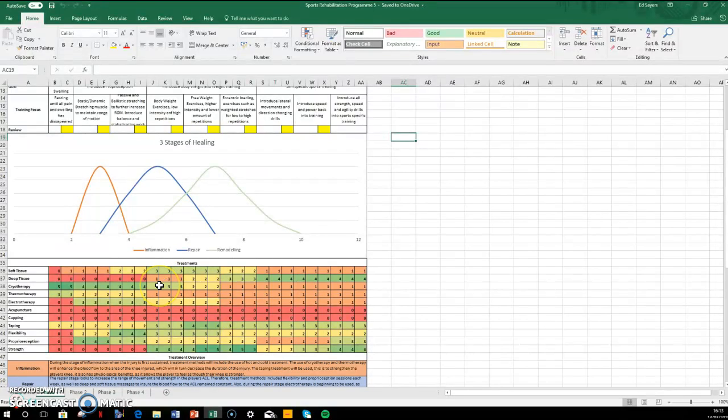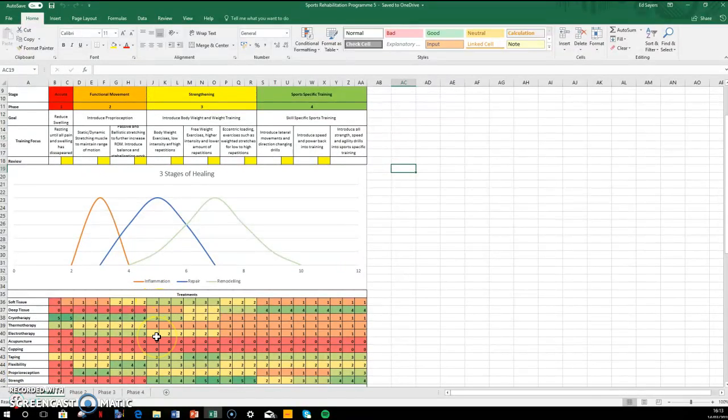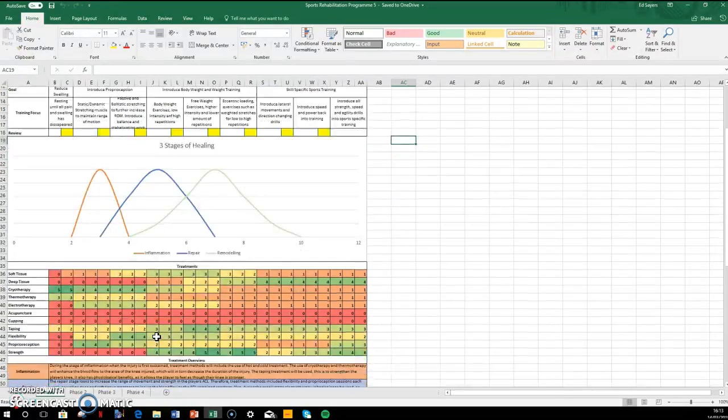Then cryotherapy, still using it, maybe reducing the amount that you're using it now as the injury has healed from its original inflammation stage, and it's now onto the repair stage, but still using it, and the same with the thermotherapy as well. And then moving on to the electrotherapy, still using that again as we were in the functional movement stage, but maybe dialing it down a little bit because the range of movement is getting better, but it obviously still needs to be recovered more.